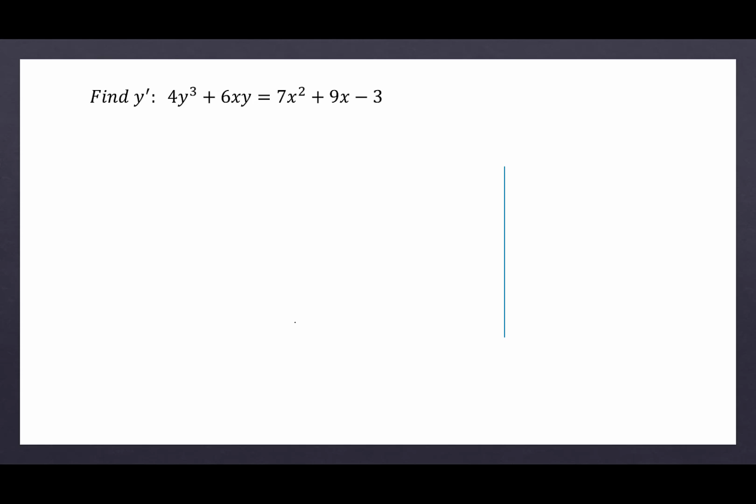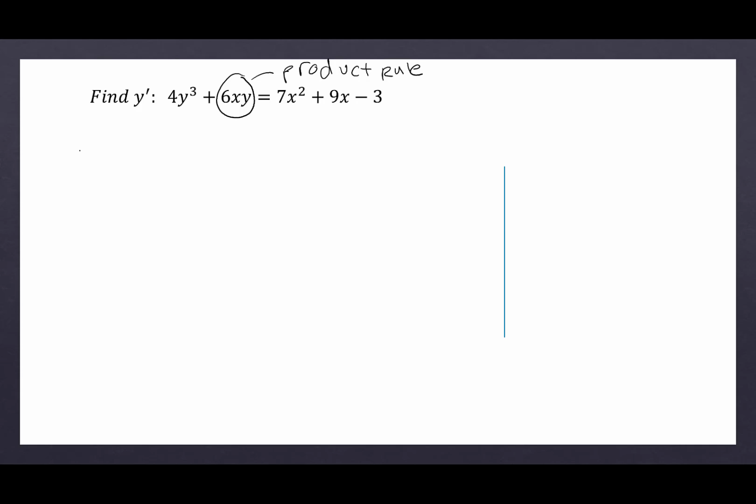The next one says 4y cubed plus 6xy equals 7x squared plus 9x minus 3. Couple things to stop and look at before I start. Number one, I have 2 y's, which says I'm going to have a y prime. I also have a 6xy. The xy's are being multiplied together, so I want to add a little rule here that this is the product rule. So the product rule is occurring because I have the x and y touching.